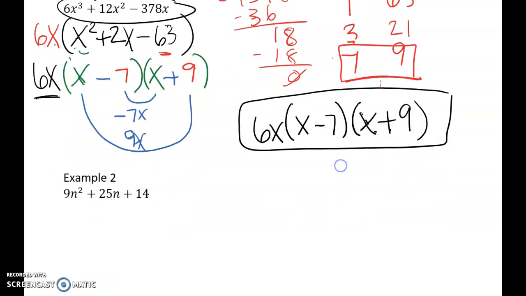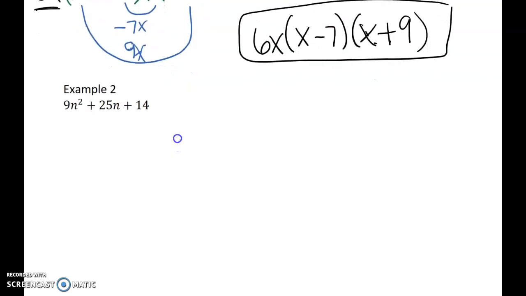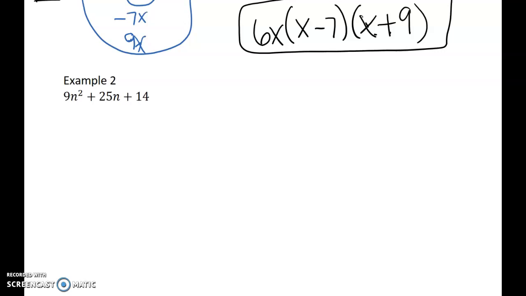Okay. Let's try another example. Let's try example 2. Don't forget your first step is always to take out the greatest common factor. For 9, I know that 1, 9, and 3 go into 9. Well, 1, 9, and 3 do not go into 25. 25 is just 1, 5, and 25. 14 is 2 and 7, 1 and 14. So there's no common factor that they all have in common. So step 1 in this case, there is none.